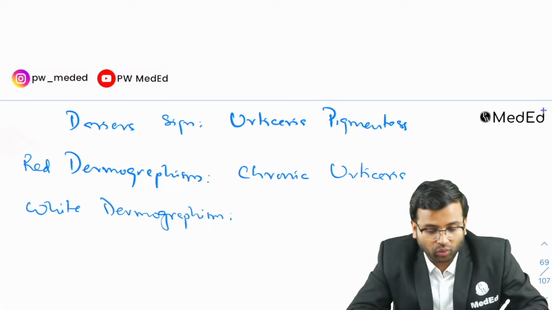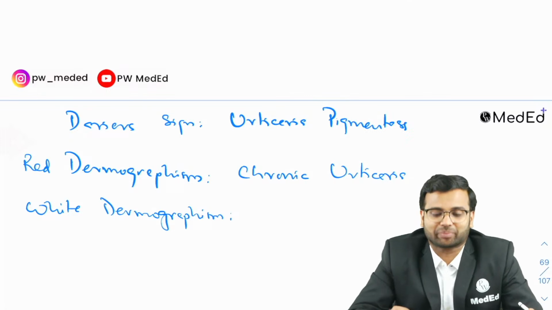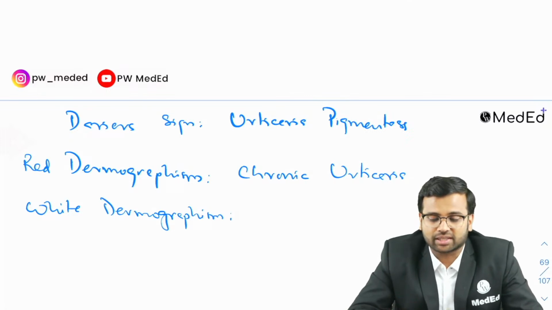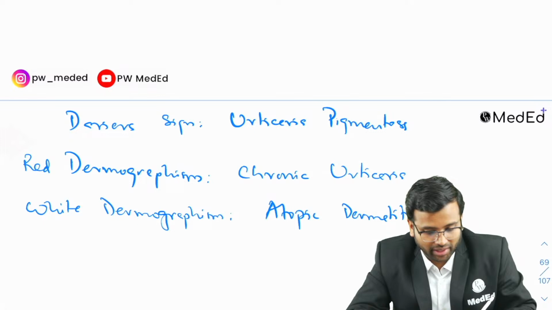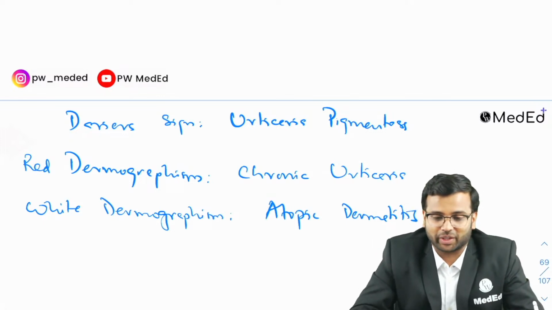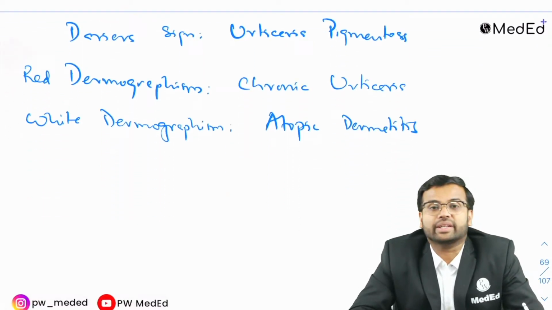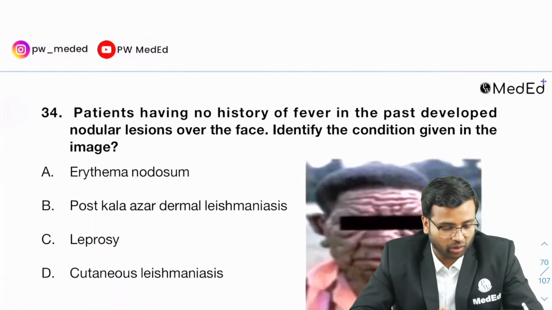So where do you find white dermographism? Any guess? Like Satyajit just now answered that it can be seen in urticaria. How about white dermographism? Very good. S is answering it as atopy. Yes, this is seen in atopic dermatitis. Atopic dermatitis. Excellent. Very good. So these are the various findings that you see in all these diseases.